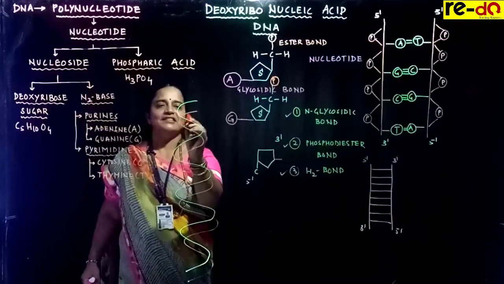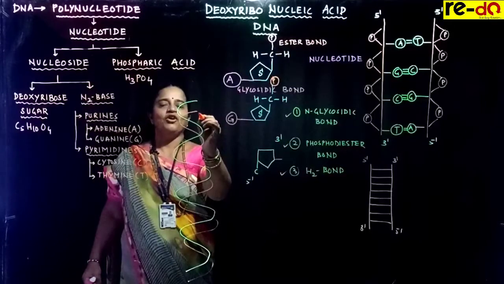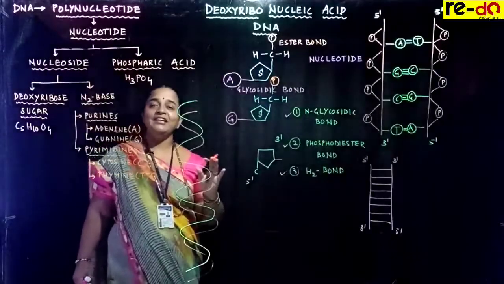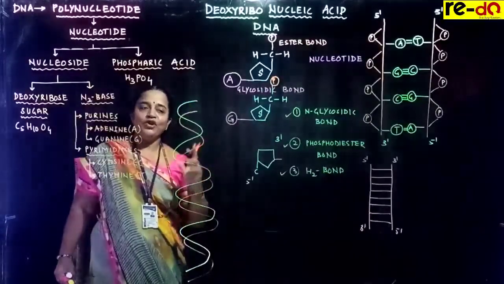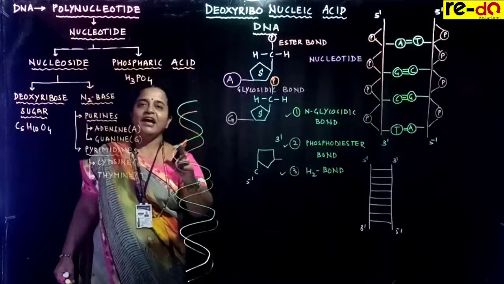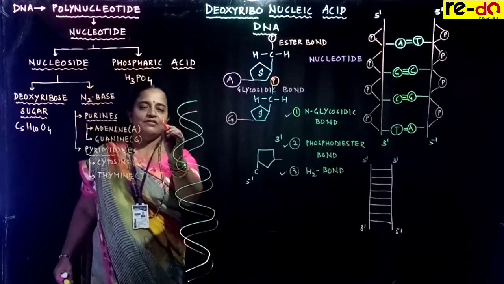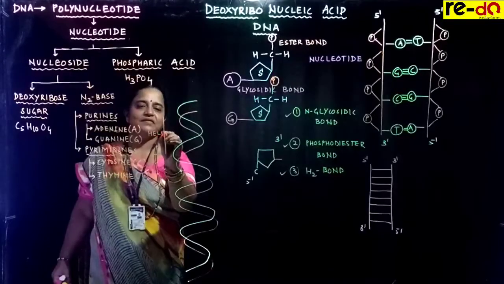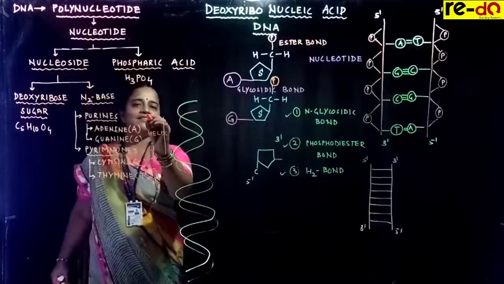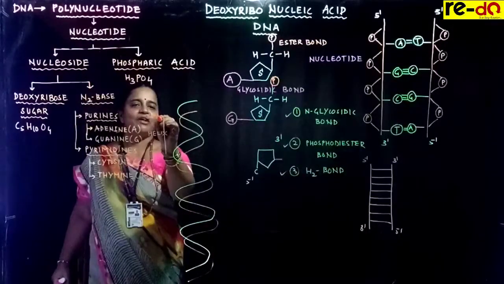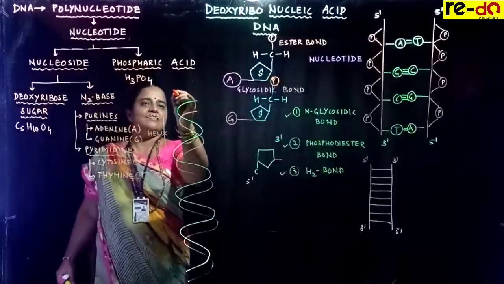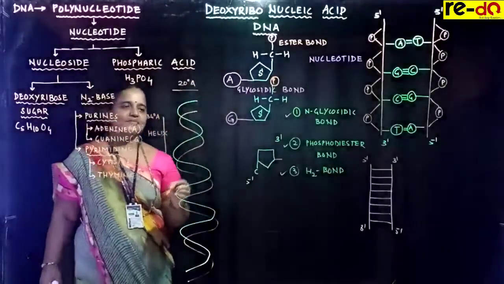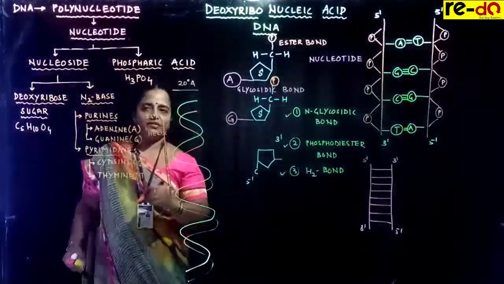Now here the green colored and orange colored. Green colored is sense strand, orange colored is antisense strand. Due to coiling, they form the helix. So this we call one helix. The length is 34 angstrom. This is the diameter, 20 angstrom. In one helix there are 2 loops.